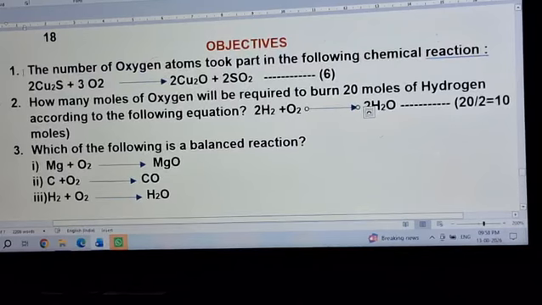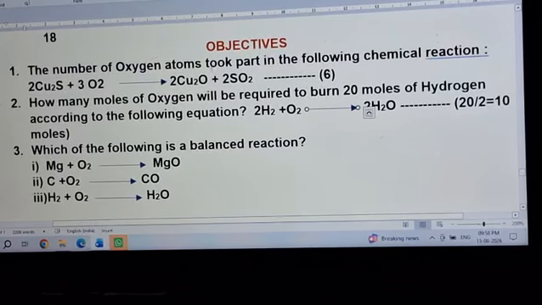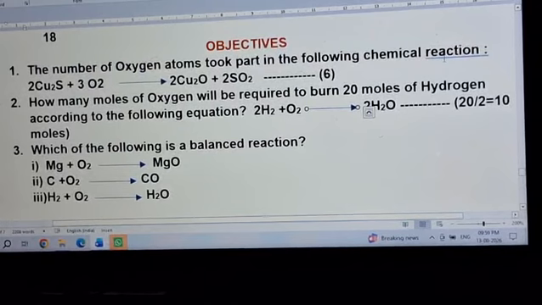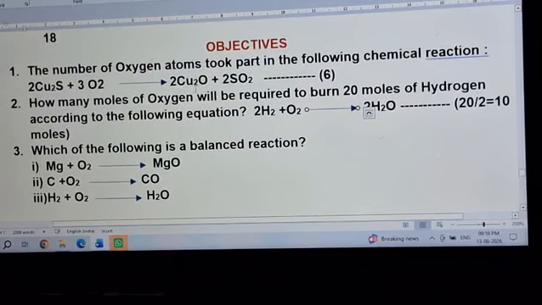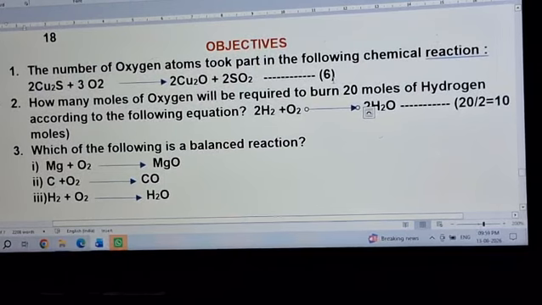The first bit is: the number of oxygen atoms that took part in the following chemical reaction. The reaction is two copper sulfate molecules reacting with three oxygen molecules to give rise to two molecules of copper oxide and two sulfur dioxide. So, how many oxygen molecules are participating here? 3 into 2, 6 oxygen atoms are participating here. So, that is the question, children. You have answered. Next, second.